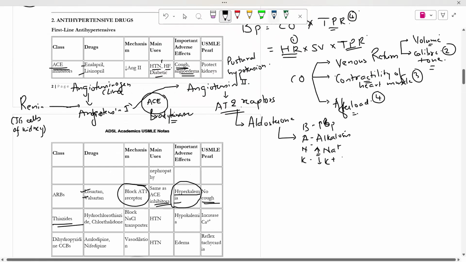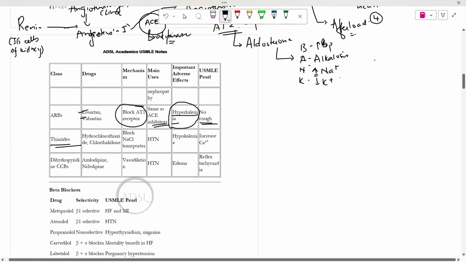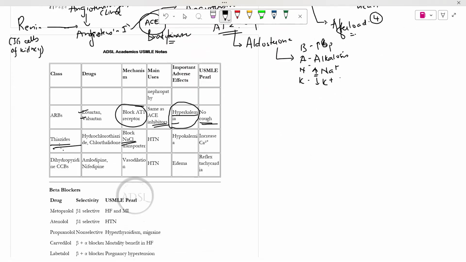Very simple. This volume part, it will decrease the volume because it causes a lot of diuresis. A lot of water will go, and the volume will decrease. Venous return will decrease. All right. So, that is what will happen. Now, exactly how does thiazide work? It blocks the sodium chloride transporter.